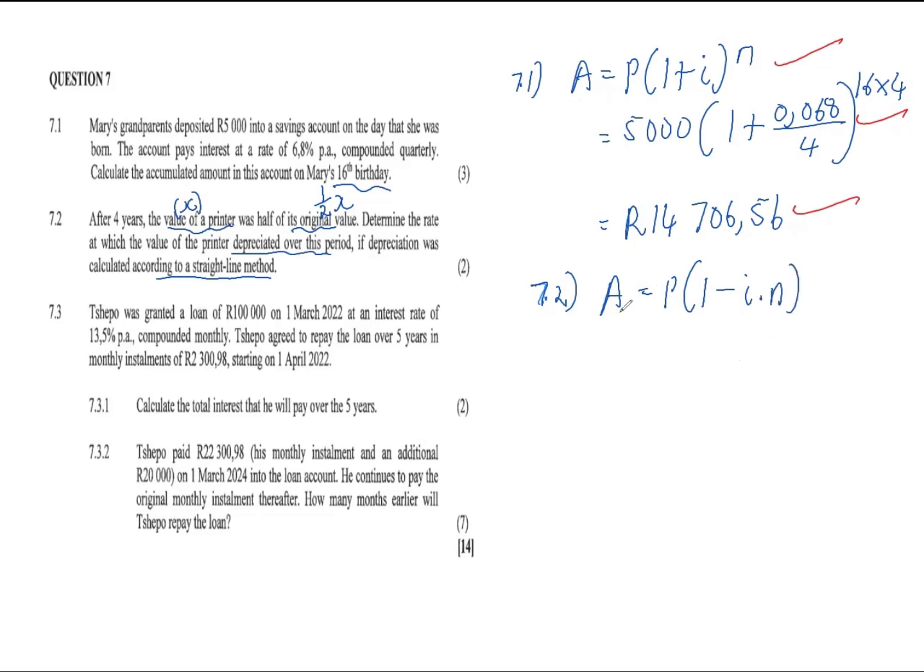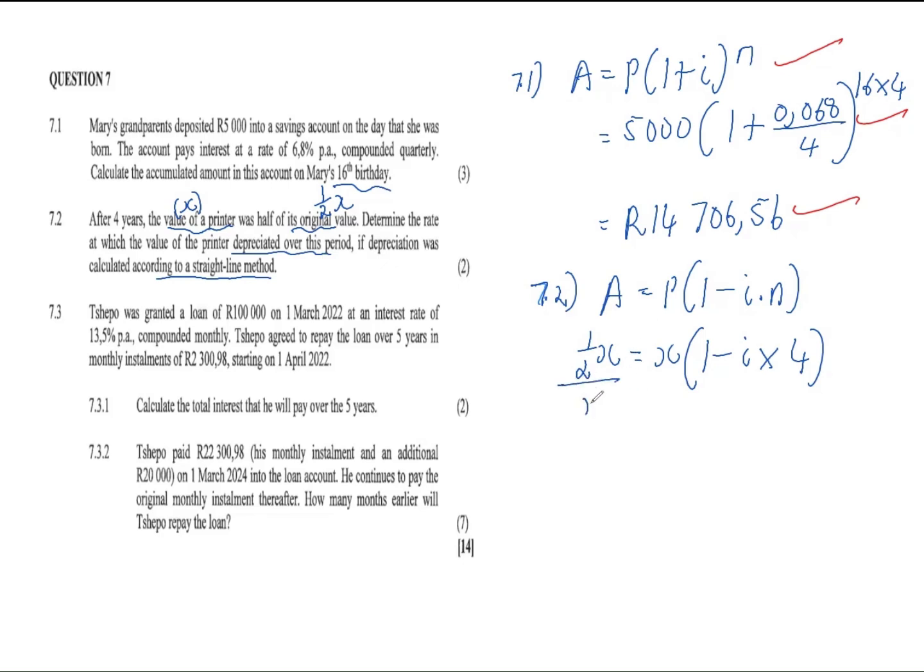Remember, the straight line method is A is equal to P, 1 minus i multiplied by n, right? So our accumulated amount now is what? Half x. Remember, it will depreciate to half of its original value. So P represents the original price, and then A represents the book value, right? Then this is equal to what? x, 1 minus i, which is what we are looking for, but then the number of years is 4 years. So with this one, it's not quarterly, it's not monthly. We know that depreciation occurs on a yearly basis, right?